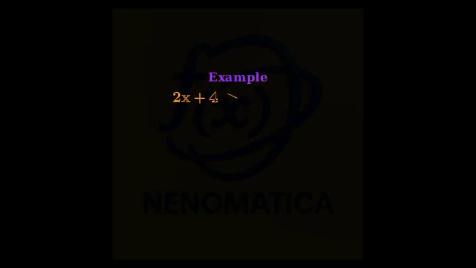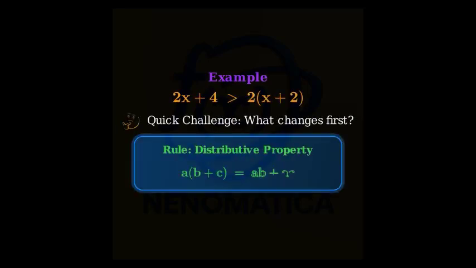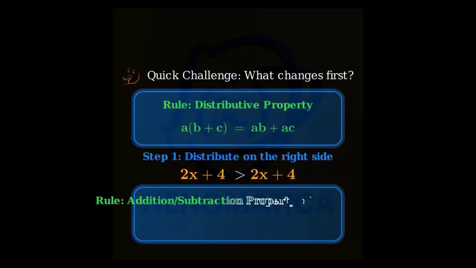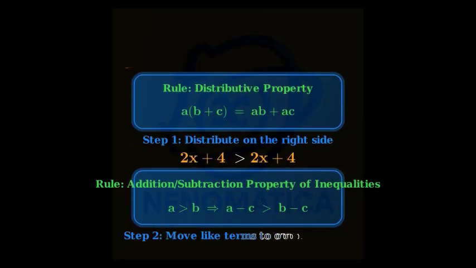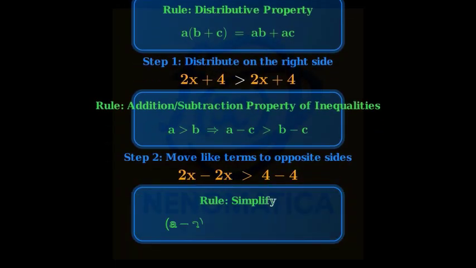First exercise from the image. We label it as example. Step 1. Distribute the 2 across the parentheses on the right side. Step 2. Subtract 2x from both sides and subtract 4 from both sides, exactly as shown in the image. Step 3. Simplify both sides.